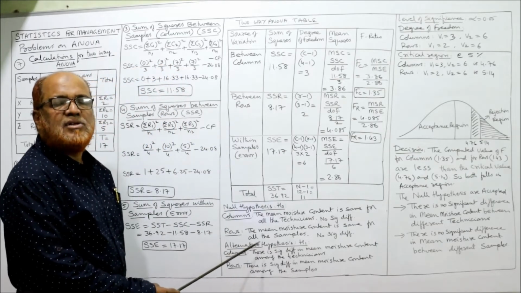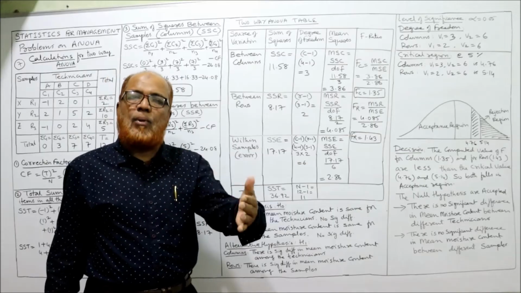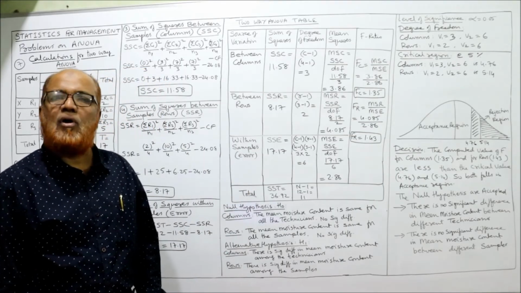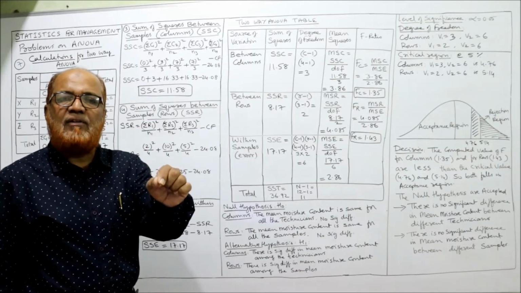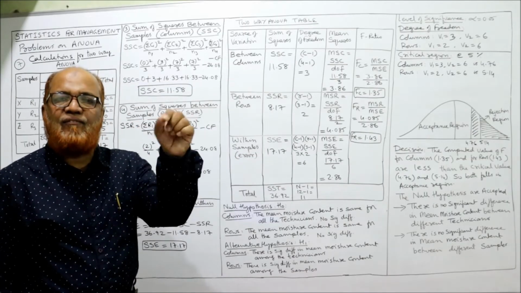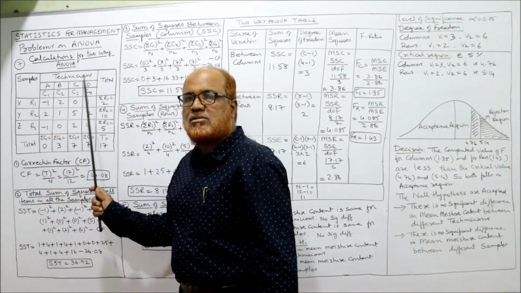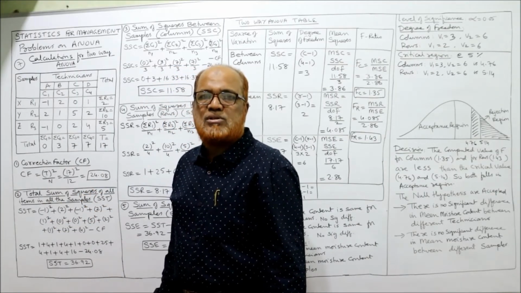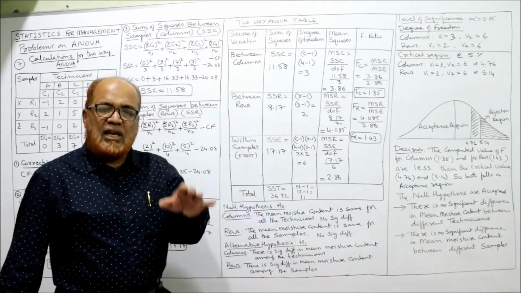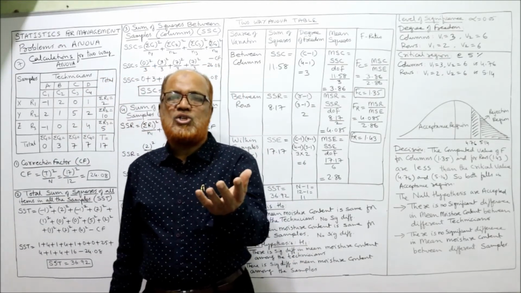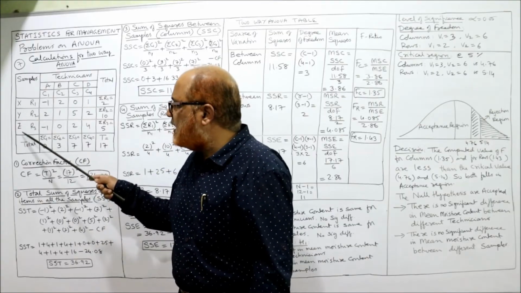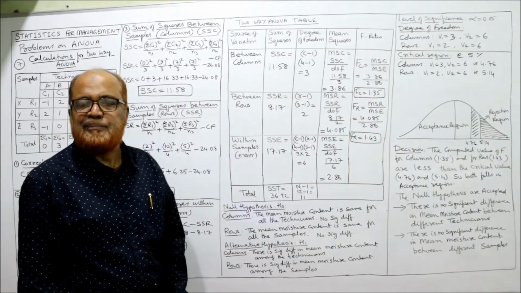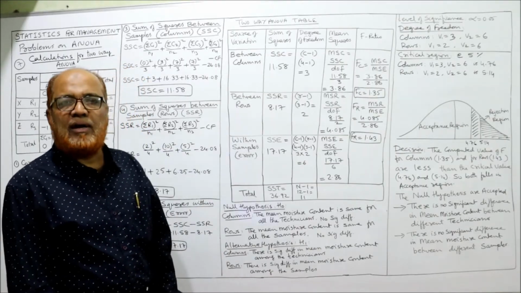No significant difference. Alternative hypothesis is the opposite. Whatever we have written in the null, the opposite we take in the alternative. Columns: there is significant difference in the moisture content found by the 4 technicians. That is the alternative hypothesis for columns. For rows, there is significant difference in the mean moisture content found in the 3 samples. That's all. So we have framed the null and alternative hypotheses.